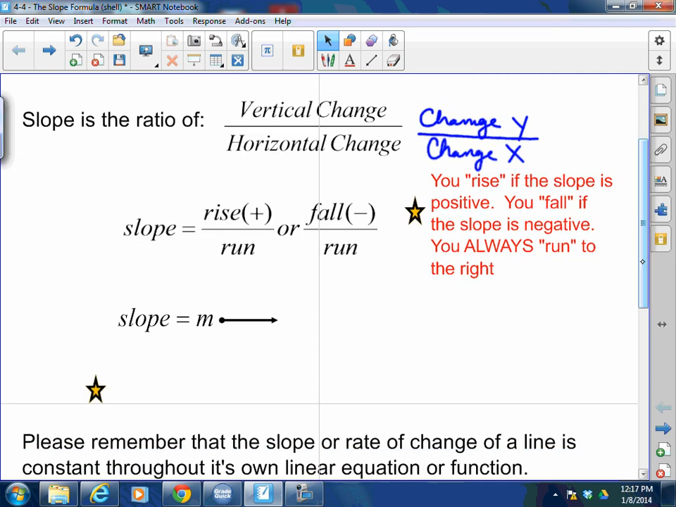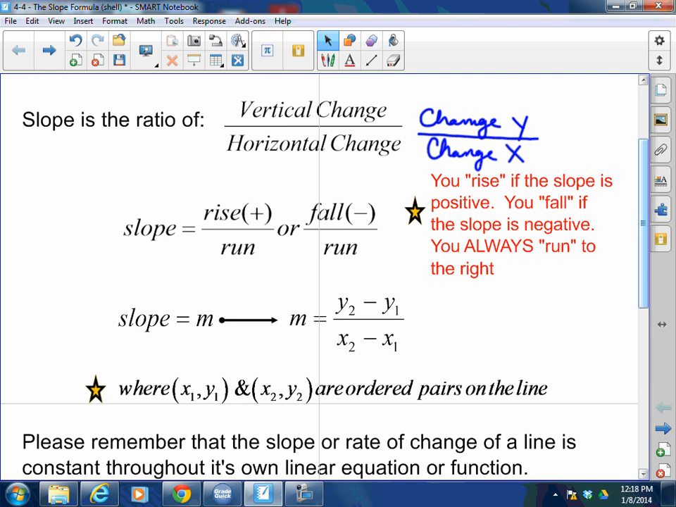And then we also talked about the slope formula, which is what? No, y equals mx plus b is the slope-intercept form of a linear equation. What is the slope formula, though? How do we find slope? There you go, y2 minus y1 over x2 minus x1, where x1, y1 and x2, y2 are ordered pairs on the line. Got to memorize that formula, my friends. Got to. Slope formula is y2 minus y1 over x2 minus x1, where x1, y1 and x2, y2 are points or ordered pairs on the actual graph or line.